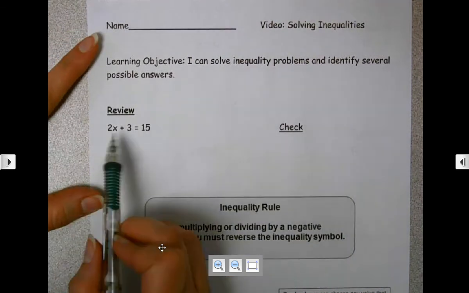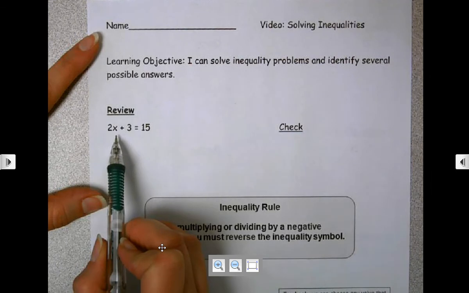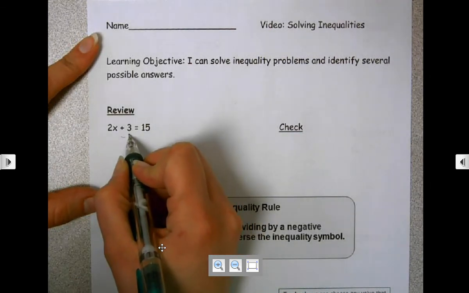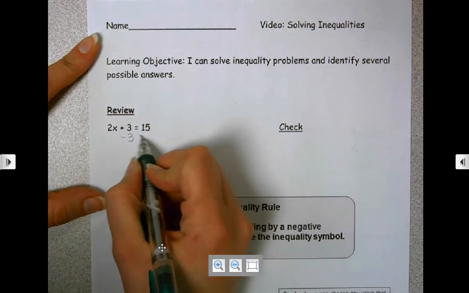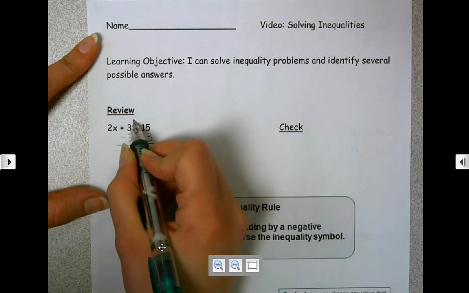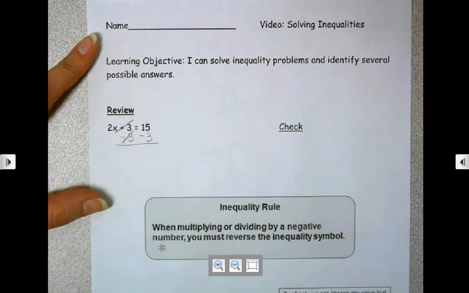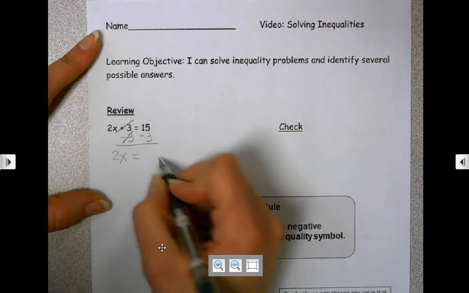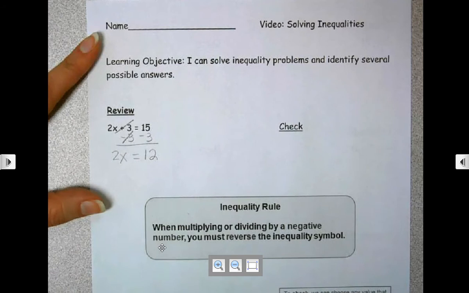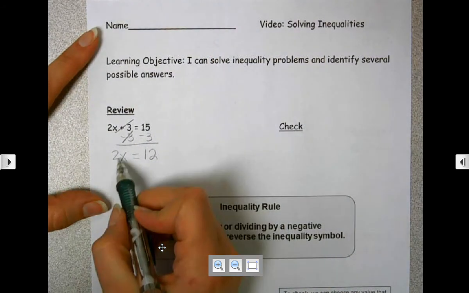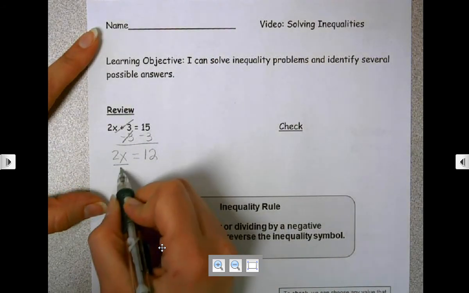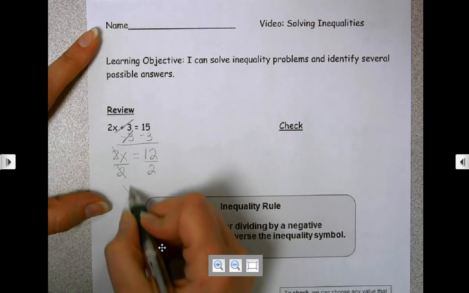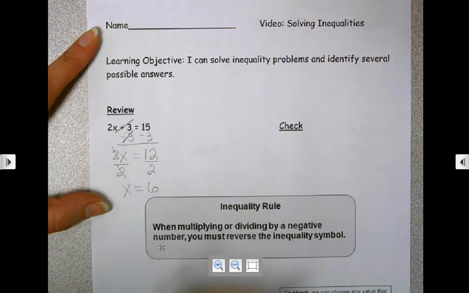The first thing we have to do for this problem, 2x plus 3 equals 15, is the inverse operation of adding 3, which is subtracting 3. We're going to subtract 3 from both sides. Our positive 3 and negative 3 cancel out. We are left with 2x equals 12. The inverse operation of 2 times x is divided by 2, so we're going to divide both sides by 2. And we are left with x equals 6.